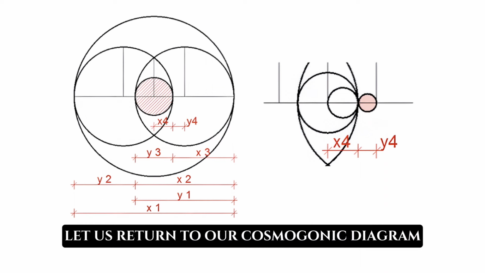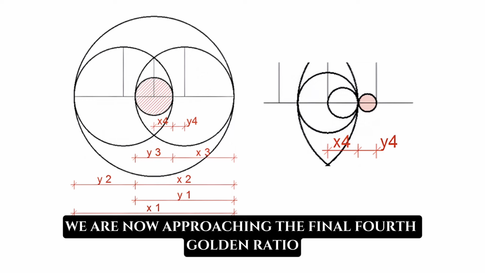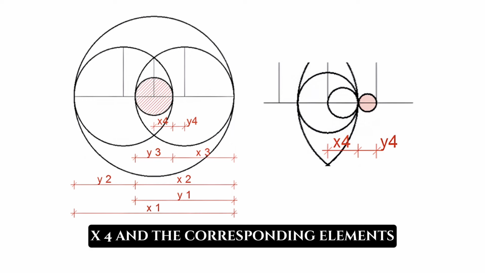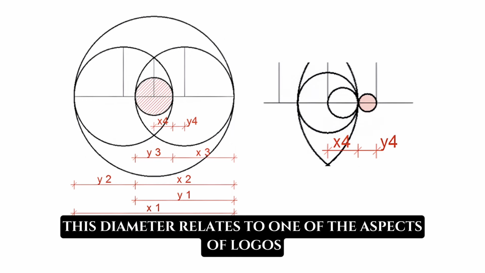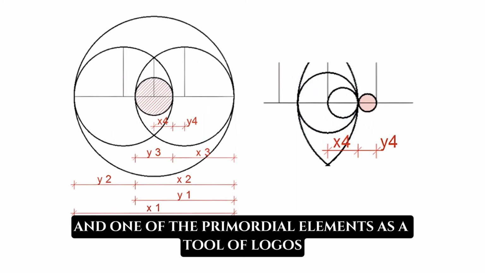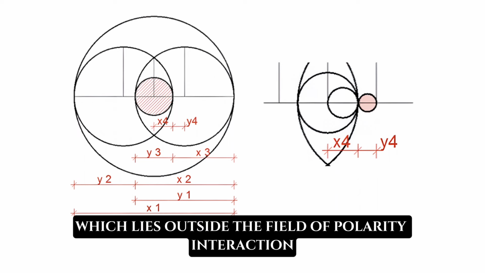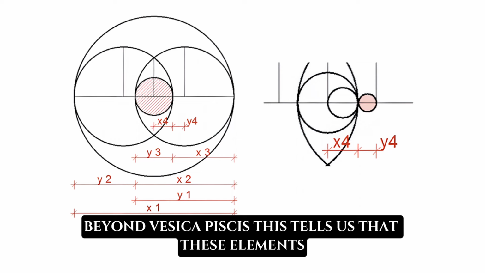Let us return to our cosmogonic diagram. We are now approaching the final 4th golden ratio, x4, and the corresponding elements. This diameter relates to one of the aspects of Logos consciousness and one of the primordial elements as a tool of Logos. One more golden ratio remains, y4, which lies outside the field of polarity interaction, beyond Vesica Piscis.